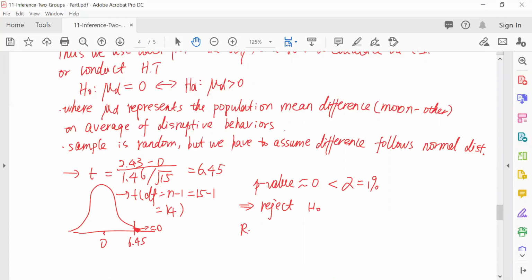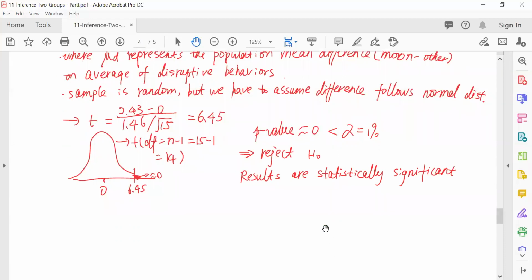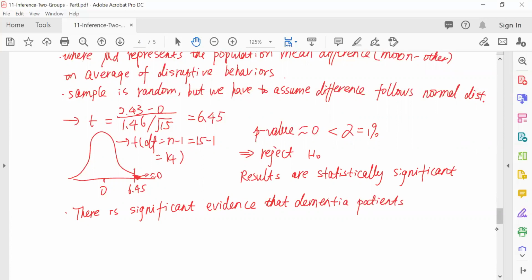That means the results are statistically significant. So the last step, we are going to state our conclusion in the context of the alternative hypothesis. There is significant evidence that dementia patients are more disruptive during full moons.